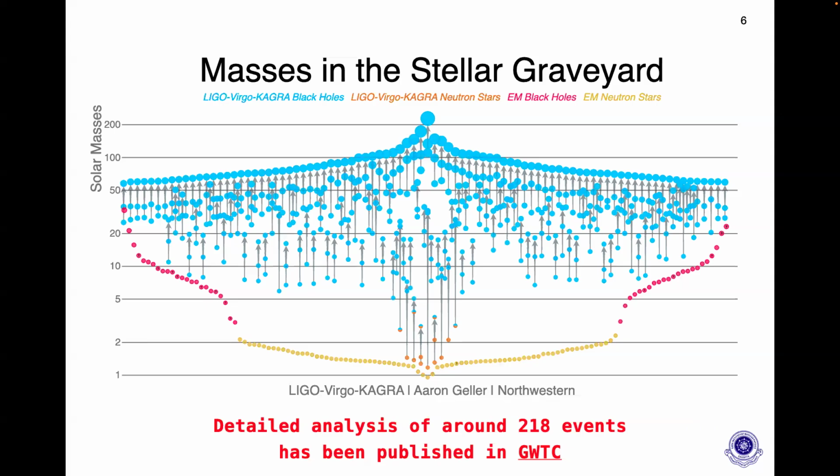Here are events which we have already detected so far and analyzed completely. That is, till the first segment of the fourth observing run, we have detected 218 events, which is reported in the gravitational wave transient catalog by LVK.